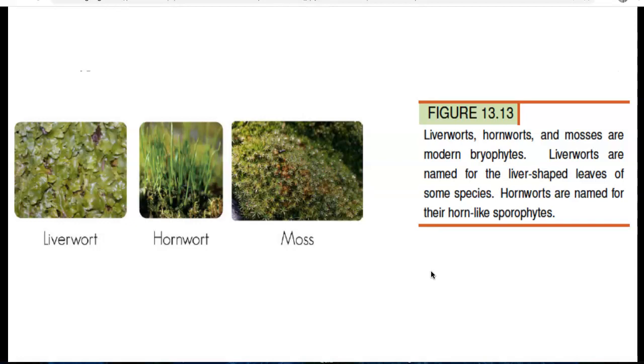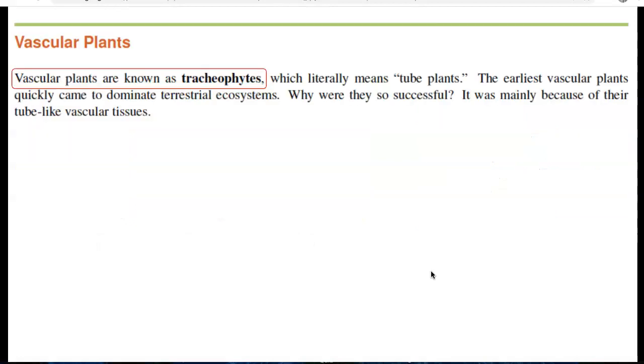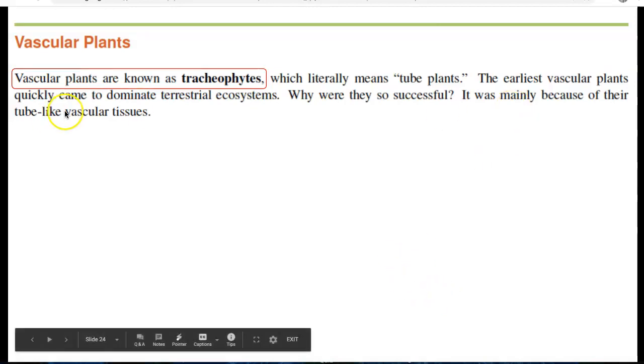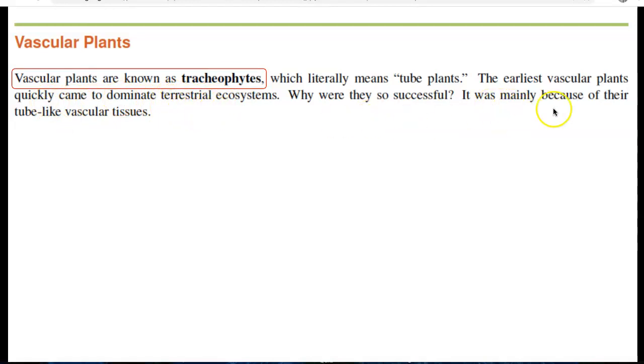They tend to be small, green, they photosynthesize. Vascular plants, which are known as tracheophytes, which means tube plants. The earliest vascular plants quickly came to dominate terrestrial ecosystems. That means dominate the land. Why were they so successful? It was mainly because of their tube-like vascular tissues.